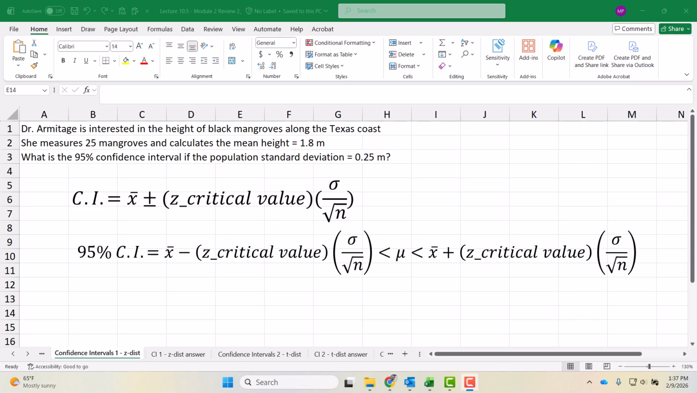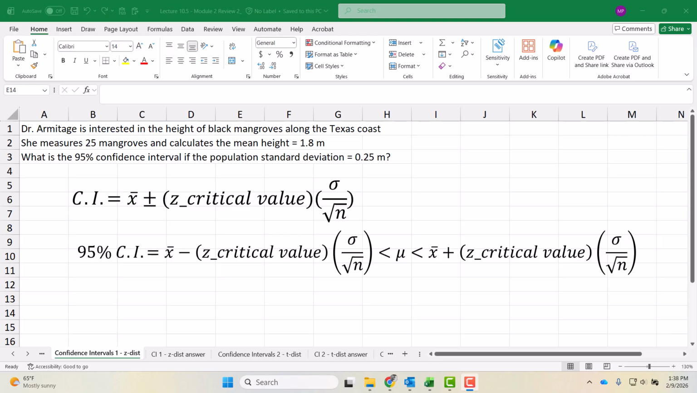So let's say that Dr. Armitage, she's measuring the height of black mangroves along our coastline. She measures 25 of them and gets a sample mean of 1.8 meters. She wants to know what the 95% confidence interval is if the population standard deviation of these trees is 0.25 meters. Now, because we know the population standard deviation, we can use the Z distribution in the following formula.